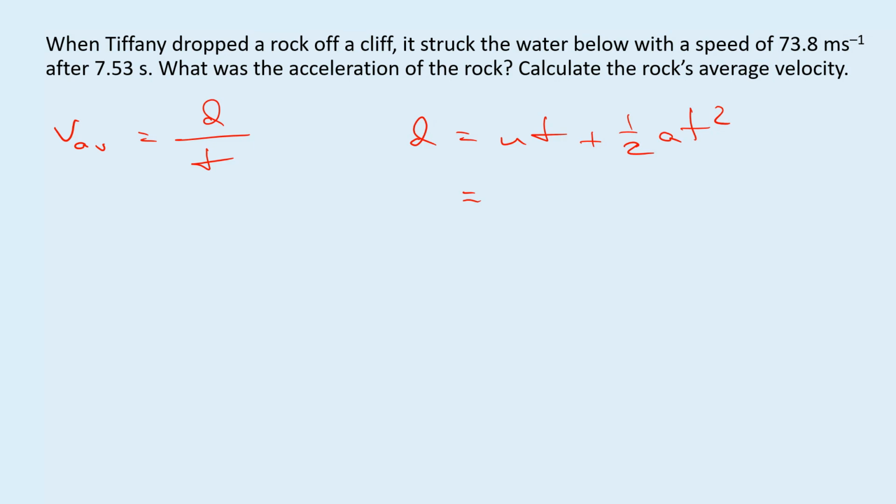So that ut we can just get rid of, because if the u is 0, then ut is also equal to 0. So we're not actually going to add anything to our half at squared. So the ut is gone, and we're left with half at squared. Well, we determined the acceleration in the first part of the question.